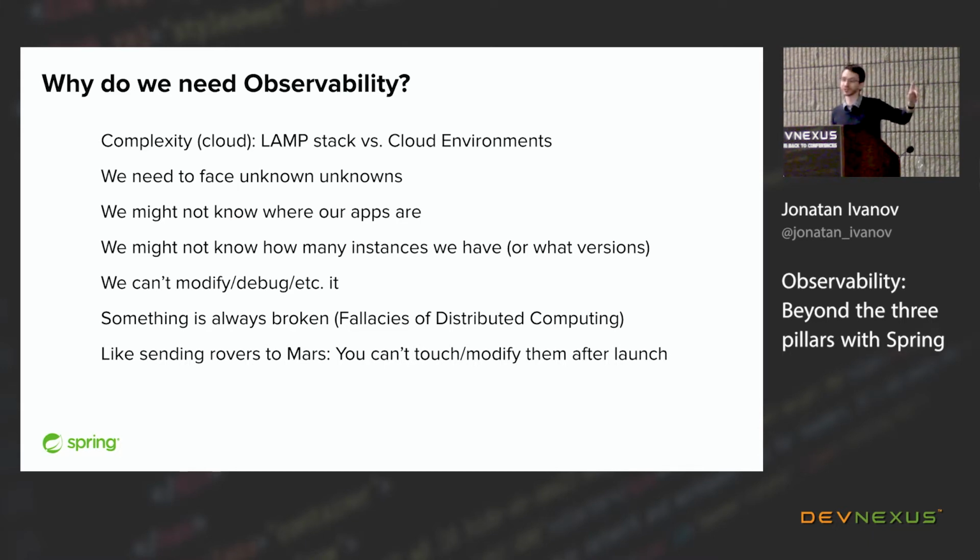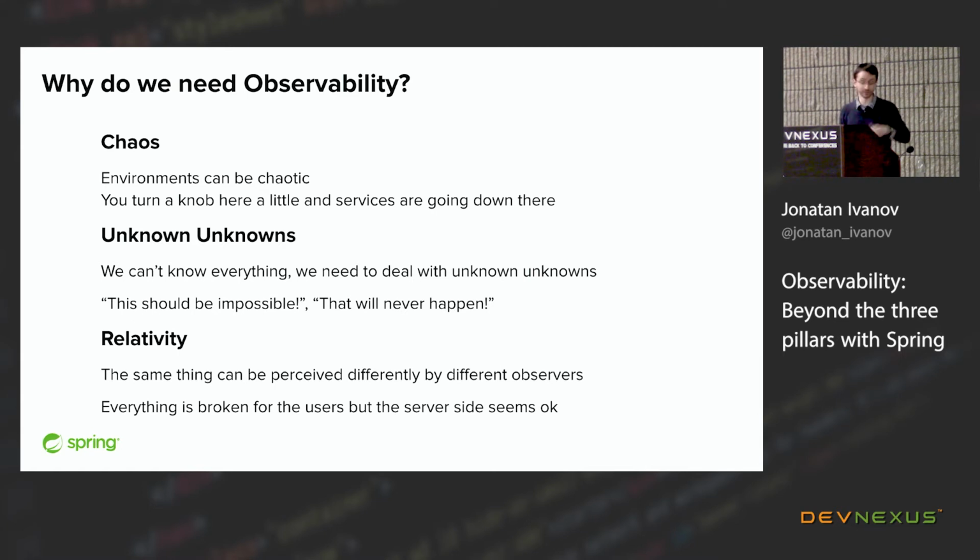I really like this analogy in the last line, which is observability is sending rovers to Mars, because after you launch it, you cannot really modify it or do anything with it. It's gone. So if you need to figure something out, troubleshoot, or fix something, you only have those built-in things that you put there before launch. Also, these environments can be chaotic, and trust me, they are. So you turn it up here, and like 2 regions later, somewhere else, maybe days later or weeks later, I have seen months later, services go down.